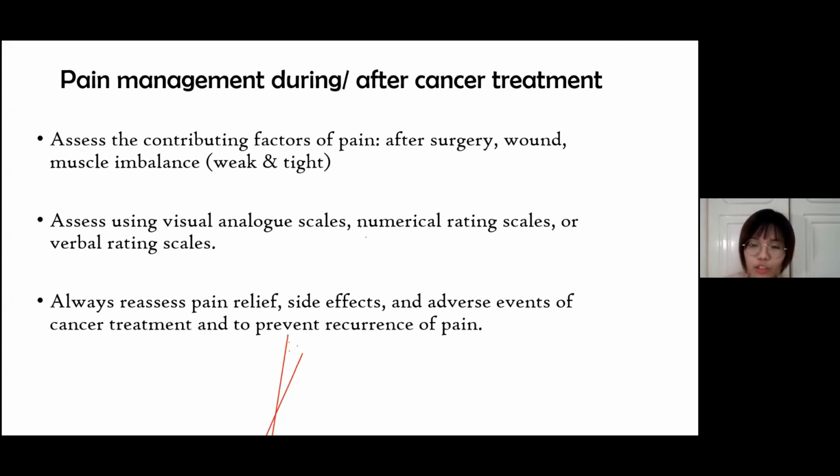So after surgery, we assess the wound, whether the wound caused them pain, or muscle imbalance, say thigh and muscle weakness. So we use VAS, visual analog scale, or numerical rating scale, or verbal scale also okay. So we assess the pain relief, or side effect or adverse effect of the cancer, and prevent recurrent pain.